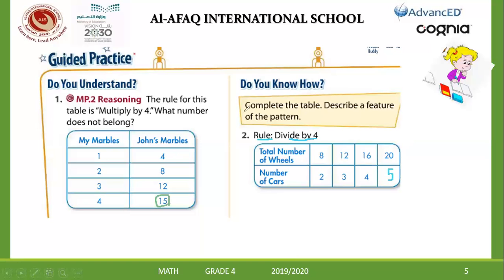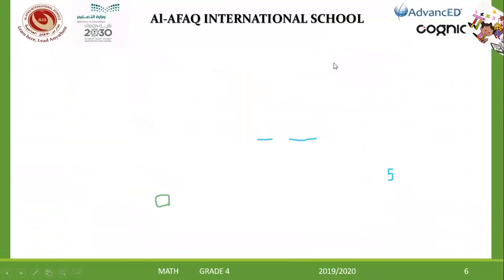Then he told me what? Then describe a feature of the pattern. Look at this table to describe it. If you take the number of the wheels, we have 8, 12, 16, 20. All of them are representing multiples of 4. So we can say the number of the wheels is a multiple of 4. With me in the same page down?